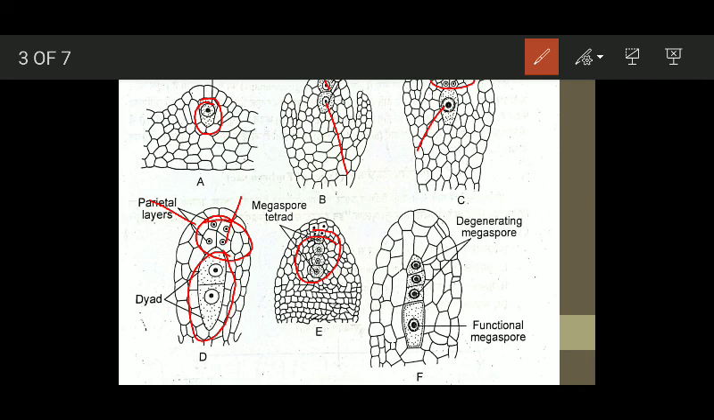In some species, all the 4 megaspores remain functional. In others, only 2 remain functional. Whereas in the majority of cases, it has been found that 3 megaspores degenerate and only 1 remains functional. Here you can see these upper 3 megaspores, which lie towards the micropyle, degenerate, whereas the lower one functions. This lower megaspore is known as the functional megaspore because it ultimately gives rise to the female gametophyte. Now, you know how megaspore formation takes place.